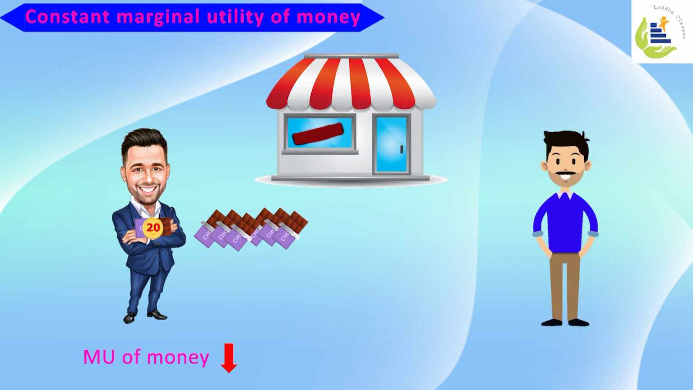There is a person who is very much middle class. For him, he can generally afford to buy a 20 rupees chocolate only after a long span. So what happens? For a person who cannot afford to buy that 20 rupees chocolate repetitively, the utility of money is very high. So the satisfaction derived by buying that chocolate is different from the satisfaction derived by a person who has a higher amount of money.